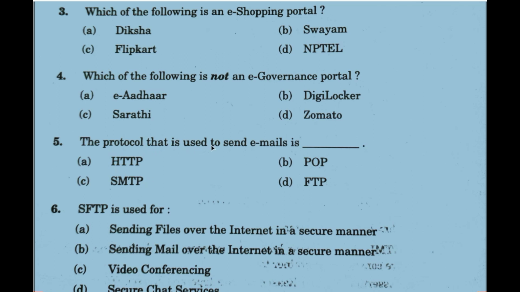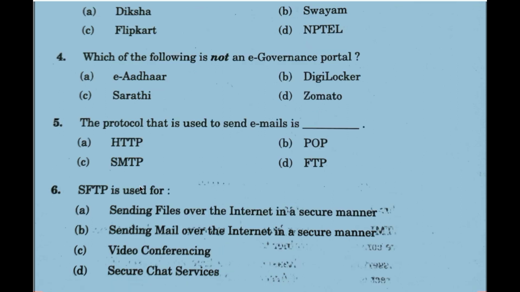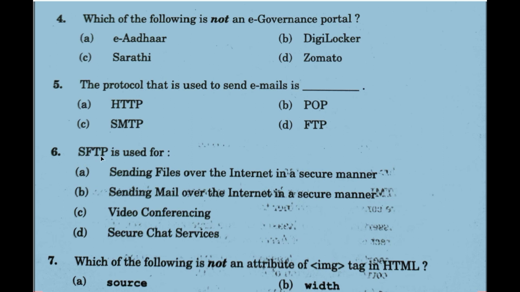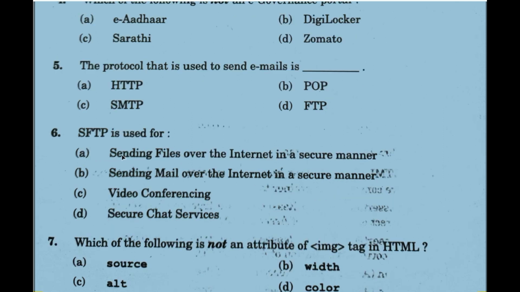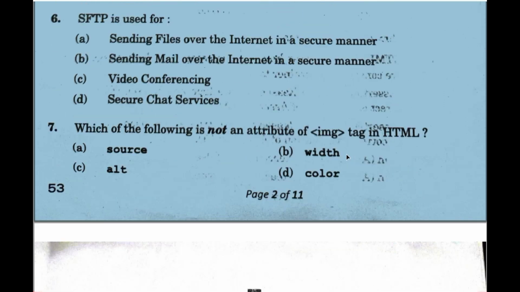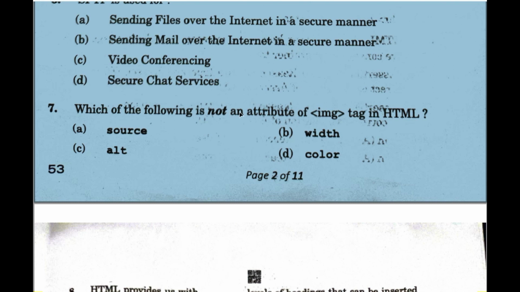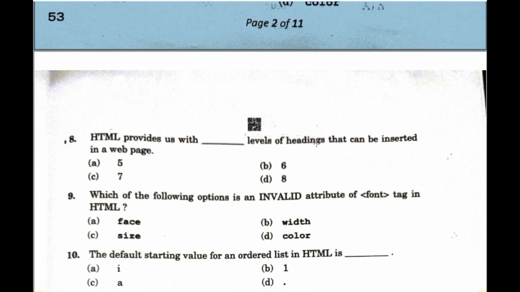The protocol that is used to send emails, to send email we have SMTP. Okay, Simple Mail Transfer Protocol. Next, SFTP is used for sending files over the internet in a secure manner. Which of the following is not an attribute of the image tag in HTML? So here source, alt and width are given there, but except the color we cannot give it to the image because the image itself is a particular object.